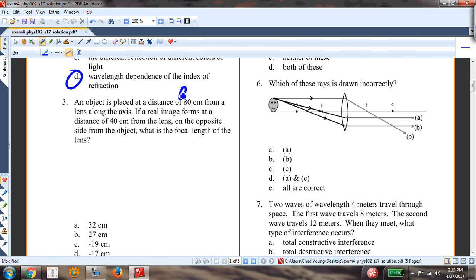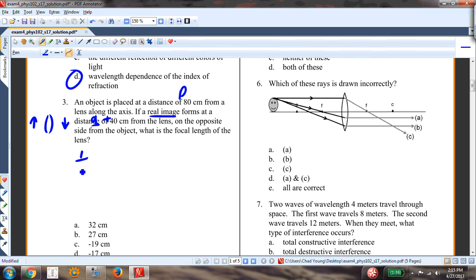An object is placed at a distance of 80 centimeters from a lens along the axis. A real image forms, so that means I have an image distance of positive 40 centimeters. This, by the way, has to be a convex lens. My object is over here, my image is over here. What is the focal length of the lens?